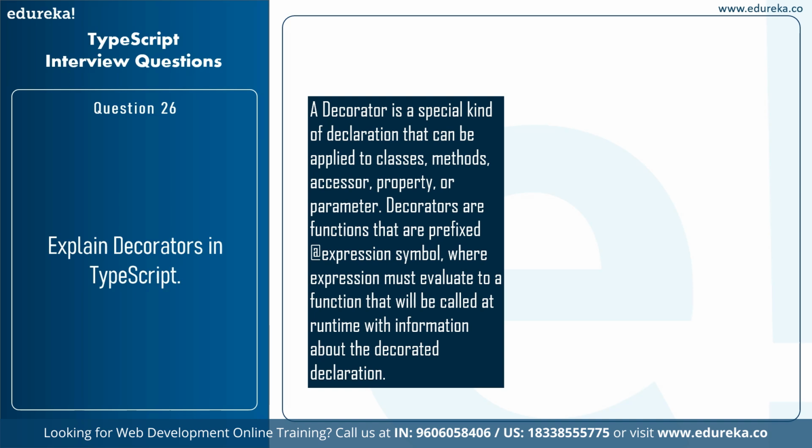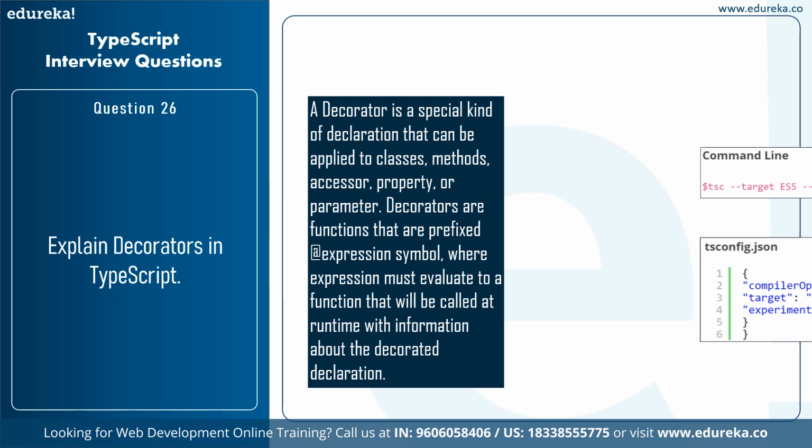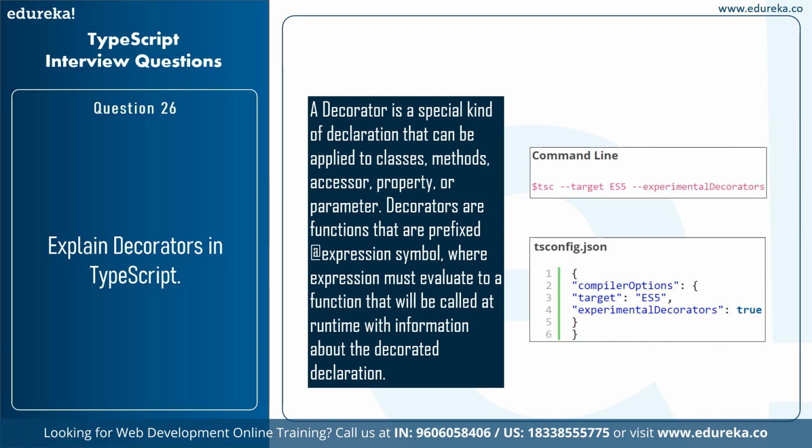To enable experimental support for decorators, you need to enable the experimentalDecorators compiler option either on the command line or in the tsconfig.json. Now for the command line, you can write it as $ tsc --target ES5 --experimentalDecorators. But while working with tsconfig.json, you have to just write compilerOptions, then your target as ES5 and experimentalDecorators to be true. So these are the two different ways of declaring the decorators in TypeScript. One is in the command line and one using the tsconfig.json.